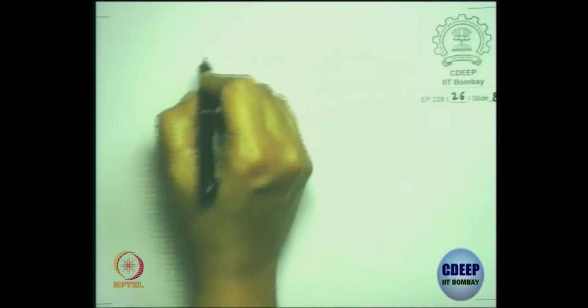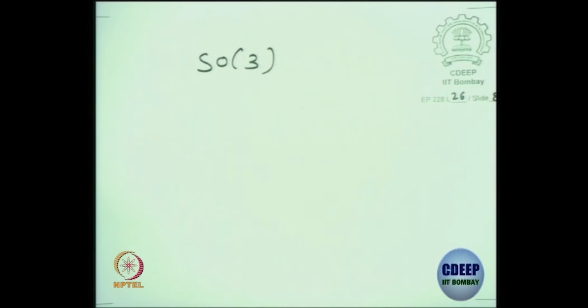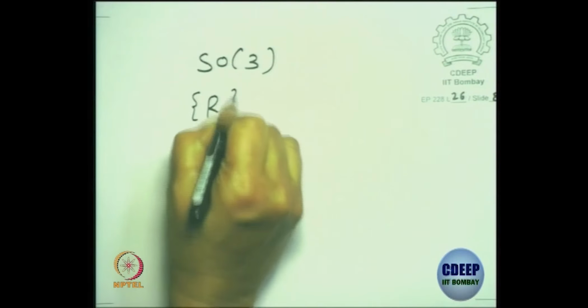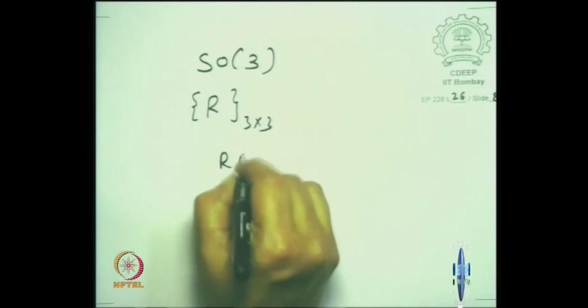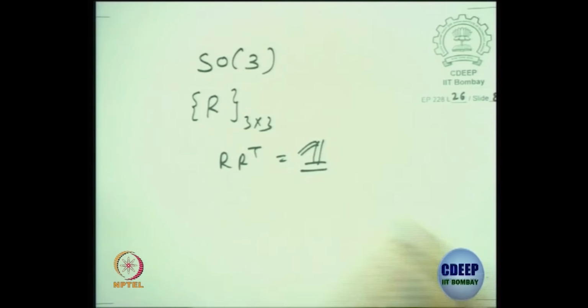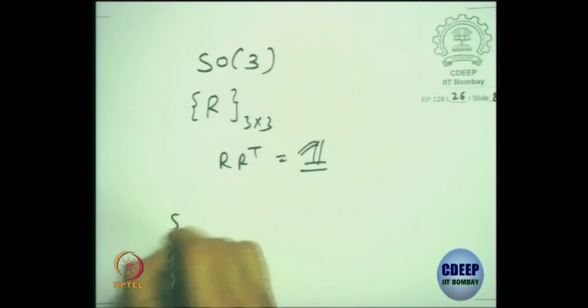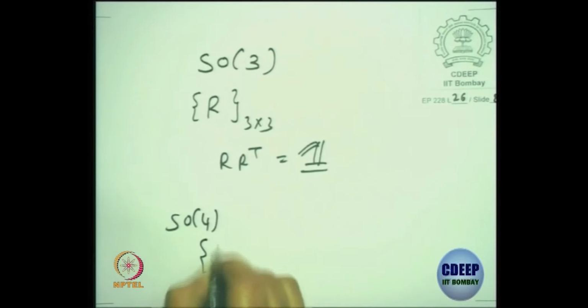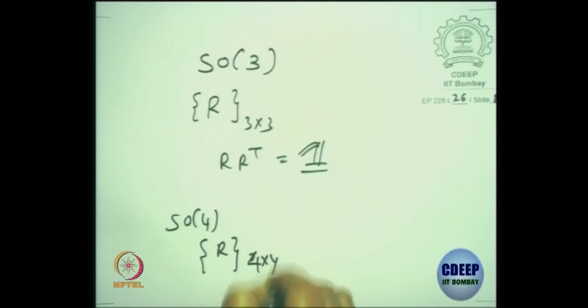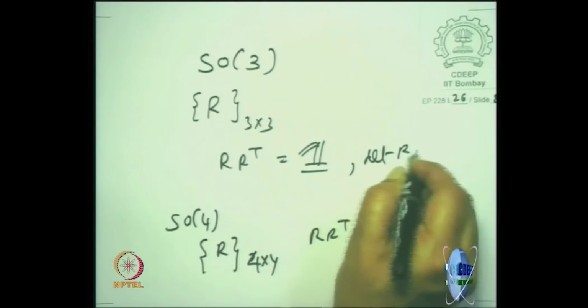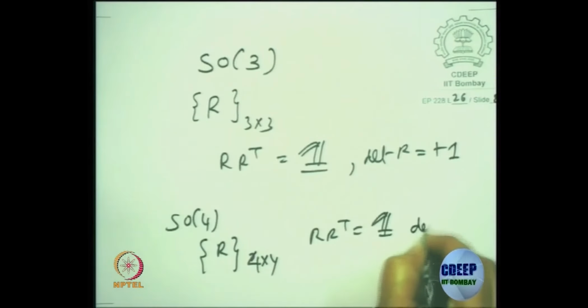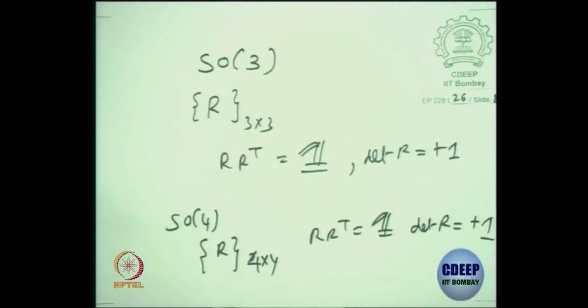So SO3, you have all understood now, is a collection of rotation matrices, 3 cross 3, which satisfy R R transpose to be identity. I am just trying to tell you SO4 is again a collection of some R matrices which are 4 cross 4 with R R transpose to be identity and determinant of R is 1. Okay? That's the definition.